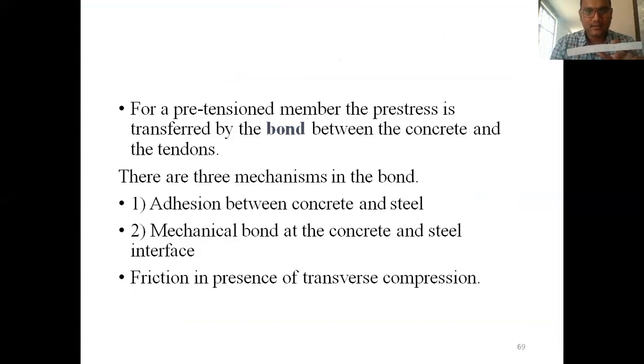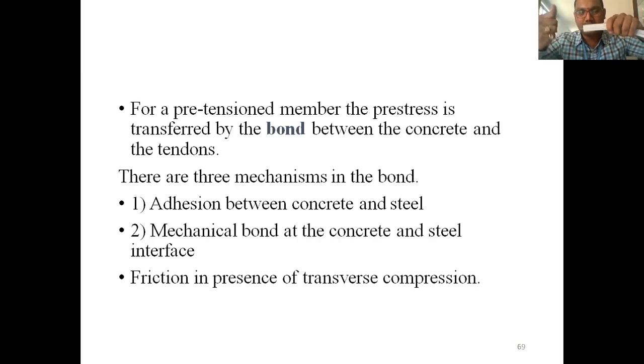And for a pre-tensioned member, the pre-stress is transferred by the bond between the concrete and the tendon. Very important: bond. Why are we talking about bond here? Because if there is no bond between the strand and the concrete, even if I pull, what happens? It won't react, right?